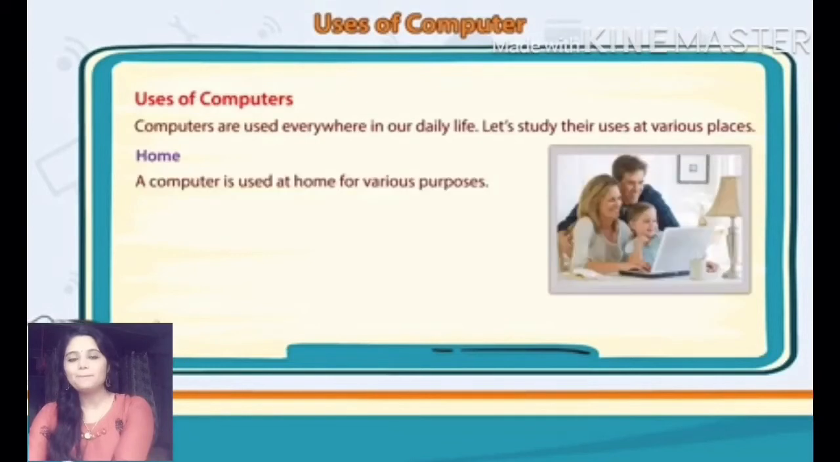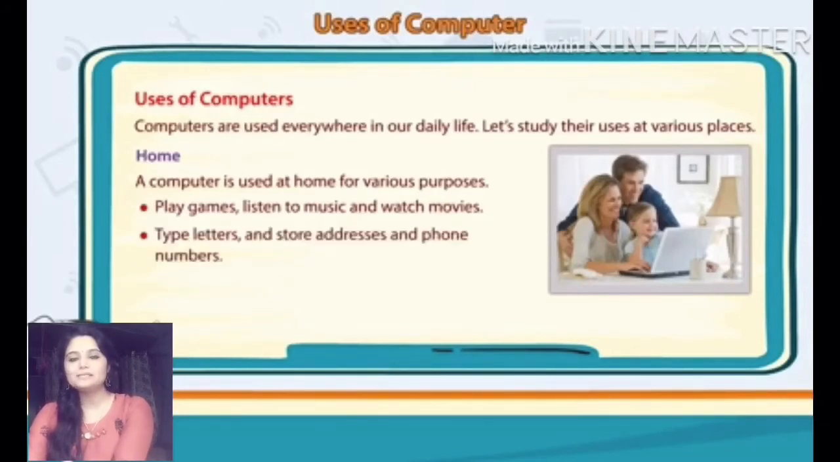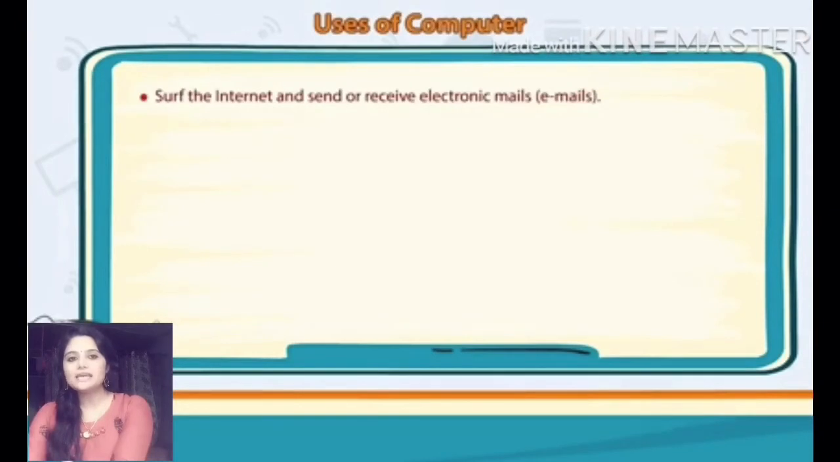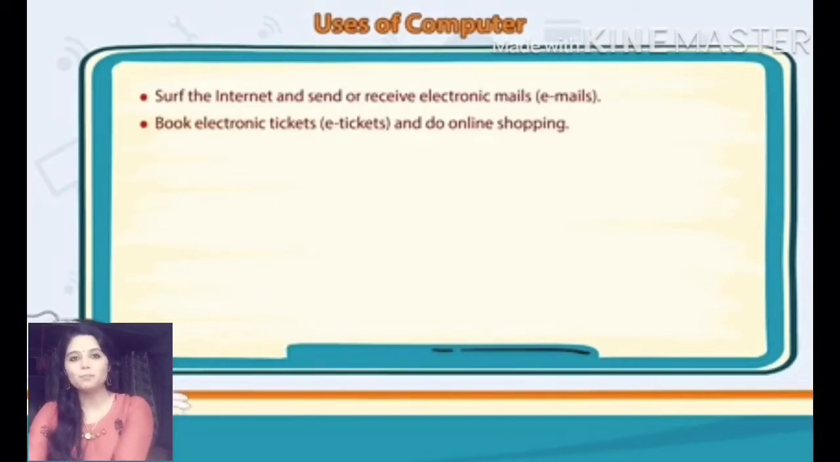Home. A computer is used at home for various purposes. Play games, listen to music and watch movies. Type letters and store addresses and phone numbers. Draw and paint. Make cards, plan budgets and make expense sheets. Surf the internet and send or receive electronic mails, that is emails. Book electronic tickets, that is e-tickets, and do online shopping.